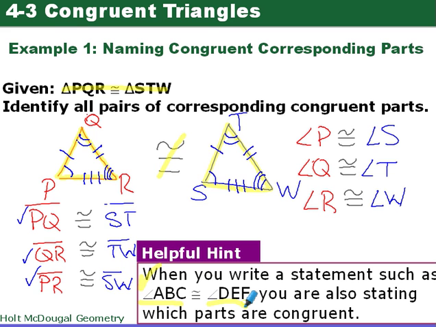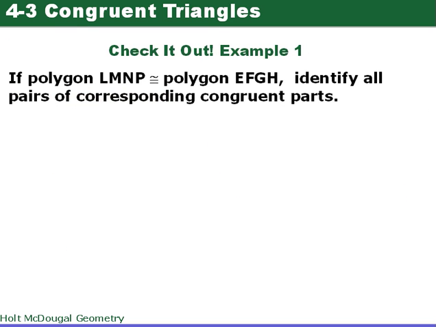All right, so you have polygon LMNP congruent to polygon EFGH. You should identify the pairs of corresponding congruent parts. So you would list all the congruent sides and congruent angles of those two polygons.